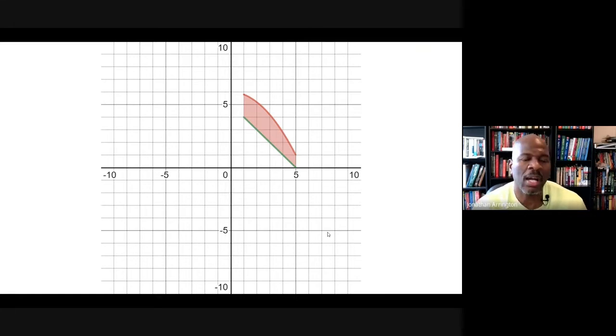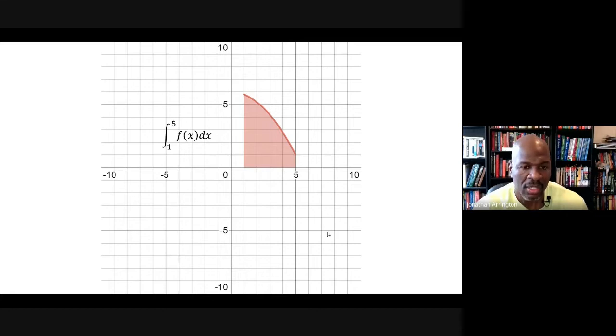Now, this type of problem should remind you of area under the curve. It is very related to finding area under the curve, even though here we're finding area between two curves. So let's look at the area under the first curve, f of x, the top curve. All that shaded area is the area under f of x from 1 to 5, and the definite integral of f of x from 1 to 5 gives us the area under that curve.